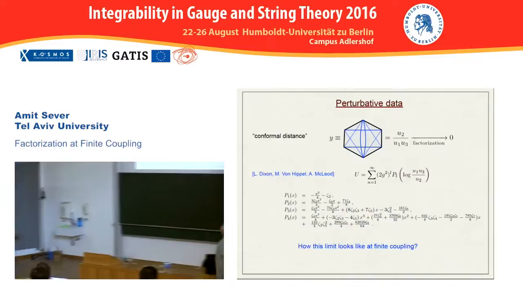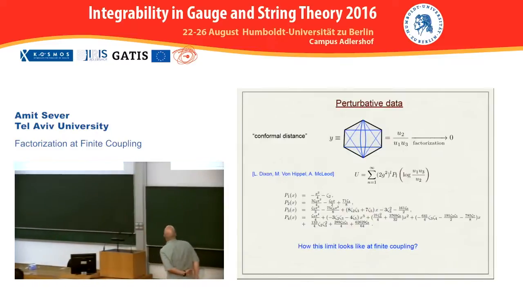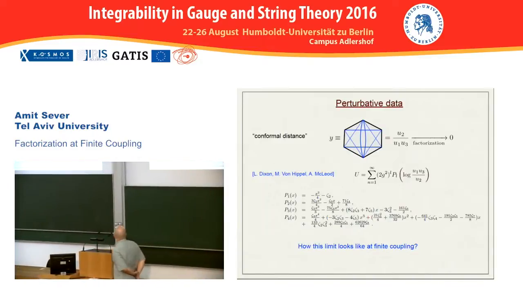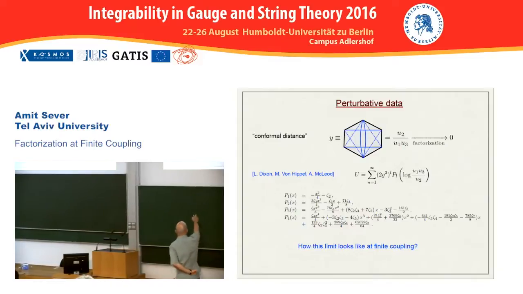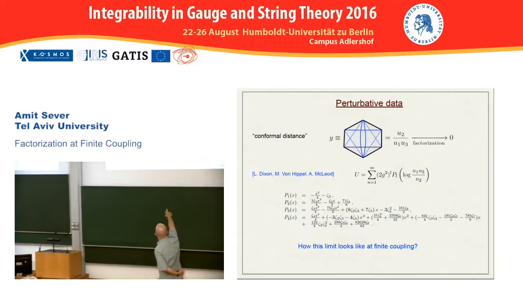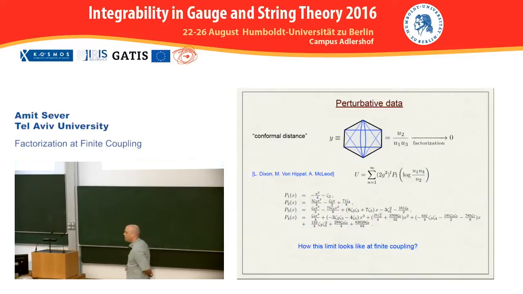Now, this factorization limit was studied about 2.5 years ago by Dixon, Van Hippel, and McLeod. What they found in perturbation theory is that this function U that appeared there is, at any loop order, just a polynomial of the log of this cross ratio that goes to 0 in the factorization limit. They had another paper, working up to 4 loops, and this is the result for these polynomials up to 4 loops.